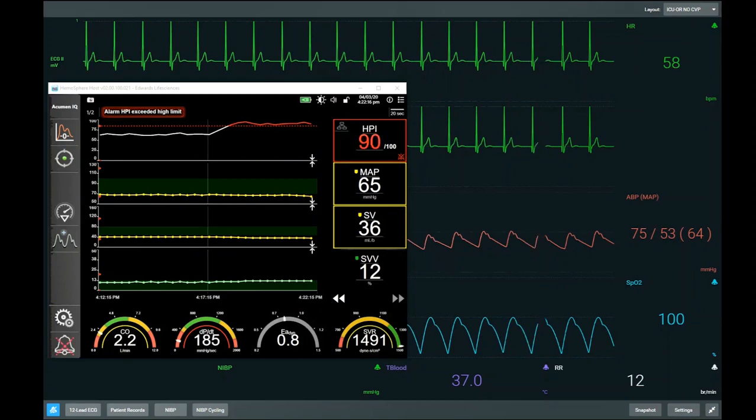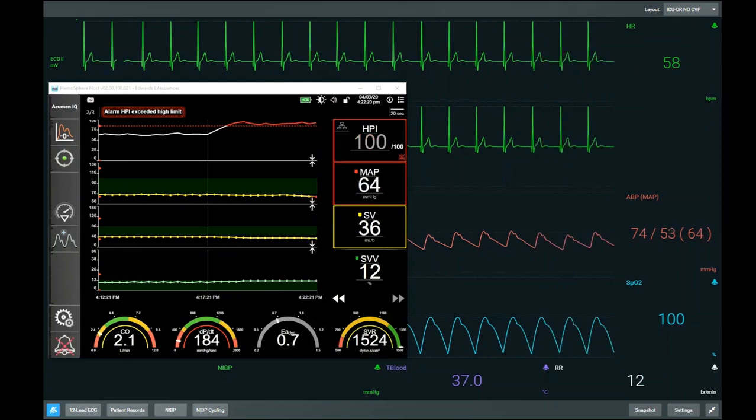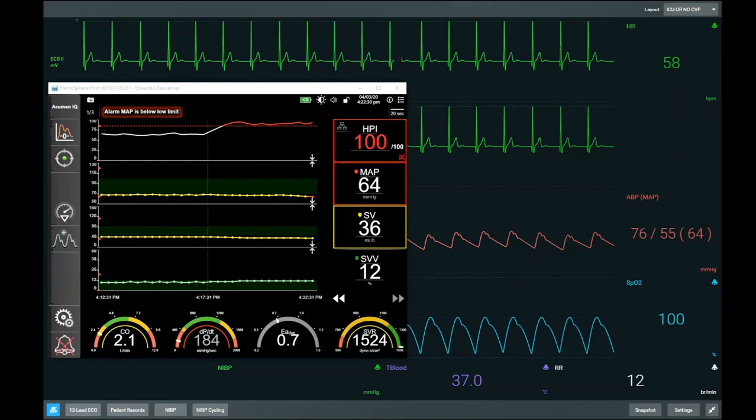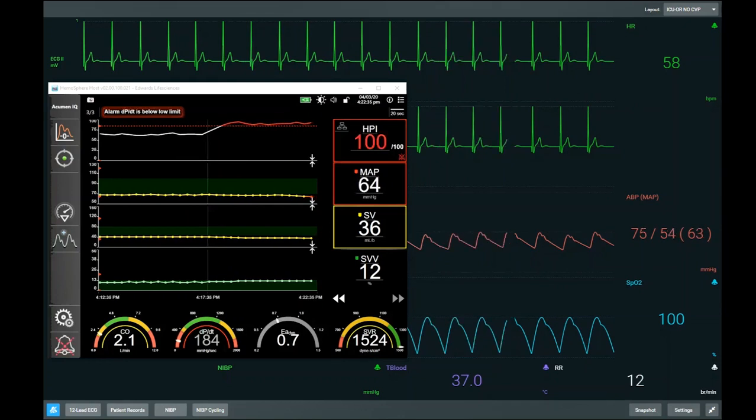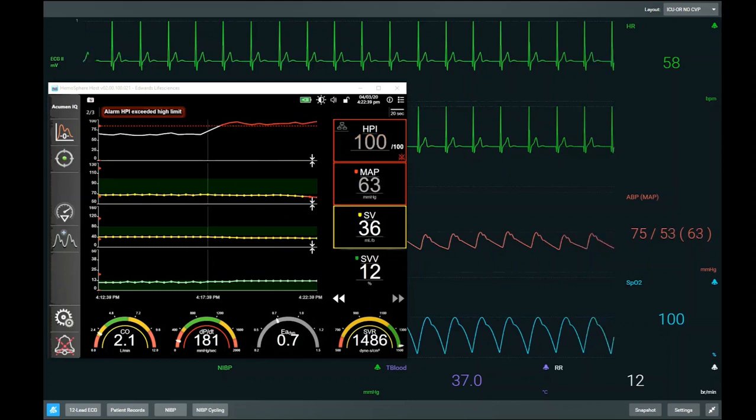Now, bearing in mind our baseline value was around 250 prior to induction, that represents around a 20% drop in contractility. We've just gone to being officially hypotensive now, so MAP less than 65. And it's interesting to note that our HPI gave us a warning of almost 4 to 5 minutes of this event occurring. So the question now is, what do we do about this hypotension?